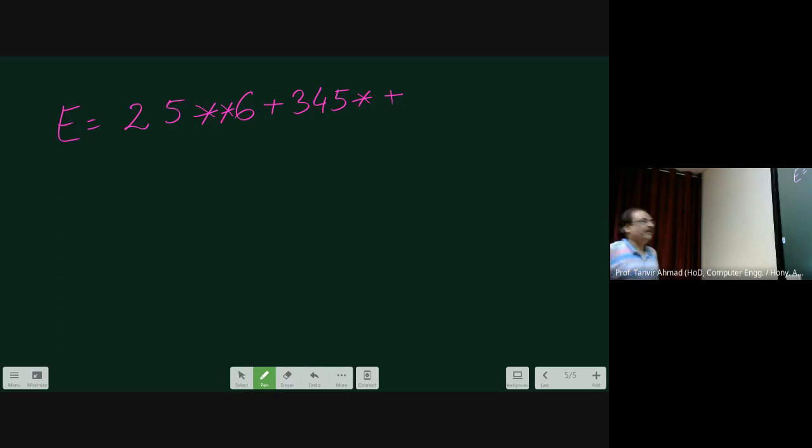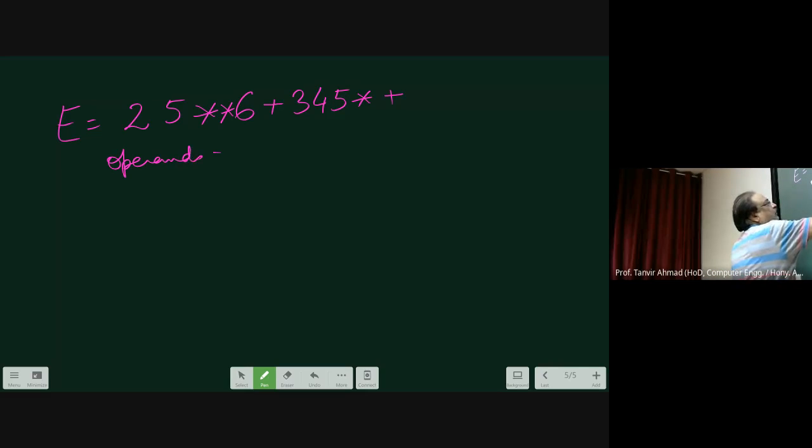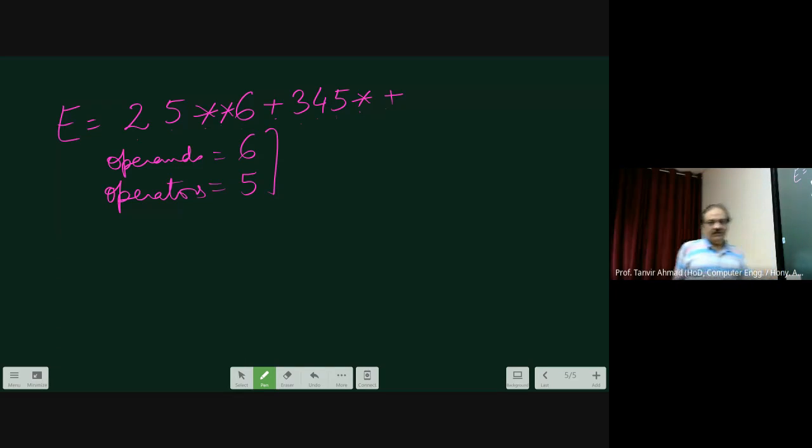So how many operands are there? Operands is equal to 1, 2, 3, 4, 5, 6. Operators: 1, 2, 3, 4, 5. No, this is correct. But is the expression correct? Now, how can you do this? You have to maintain the stack.